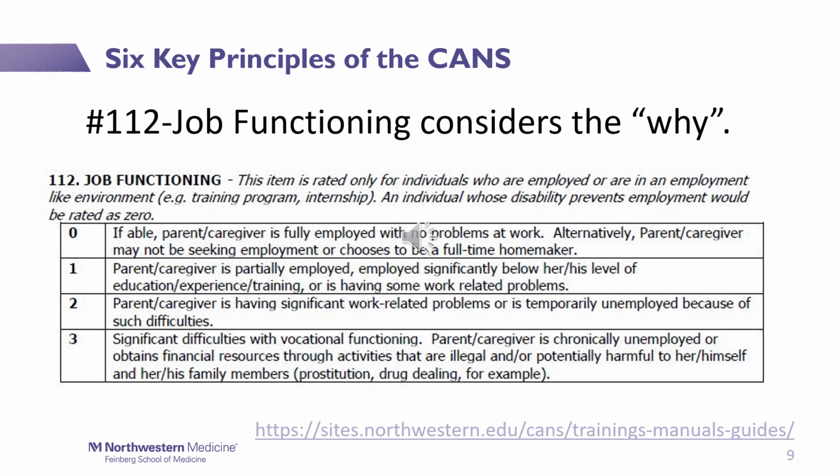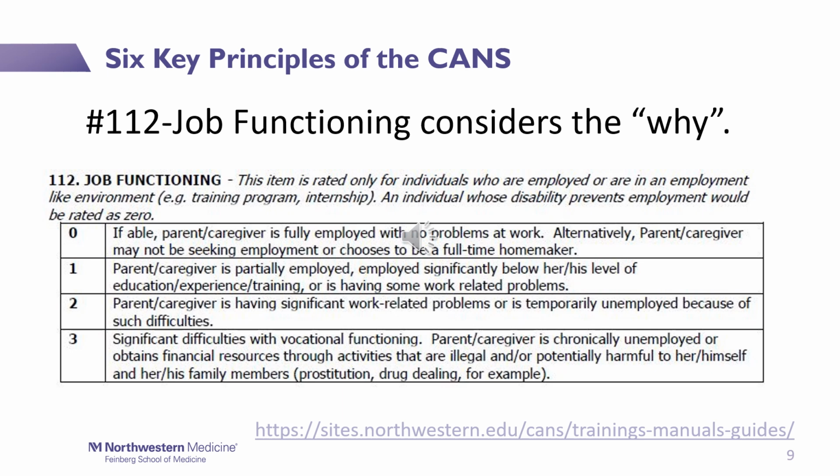112, job functioning, is another example that considers the why. If we look at the description, it says this item is rating only for individuals who are employed or in employment-like environments. An individual whose disability prevents employment would be rated a 0.